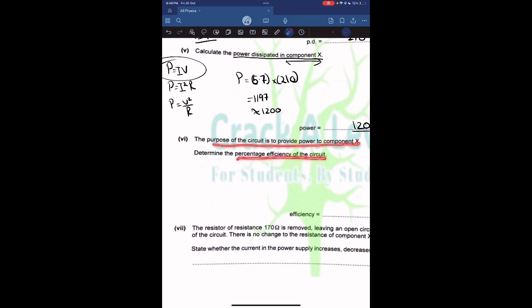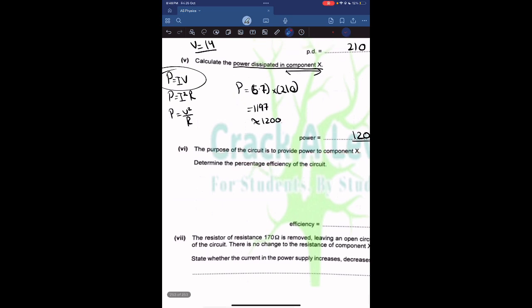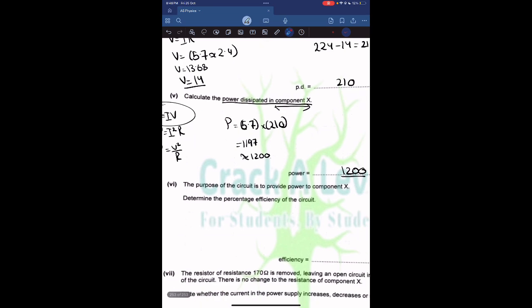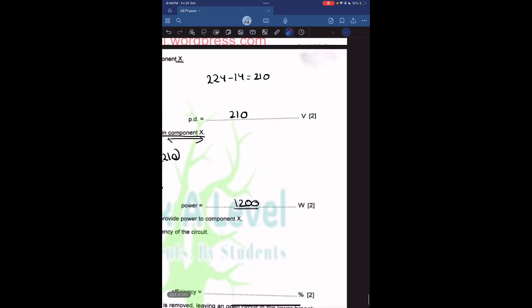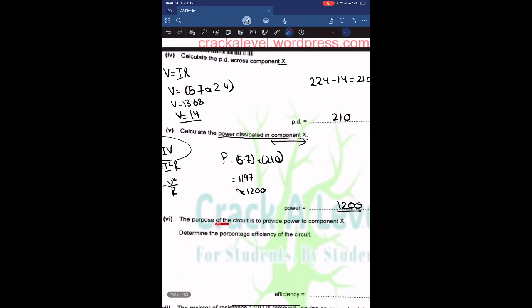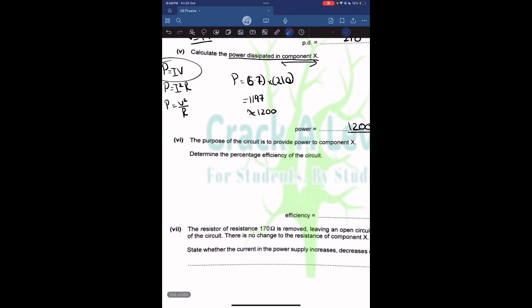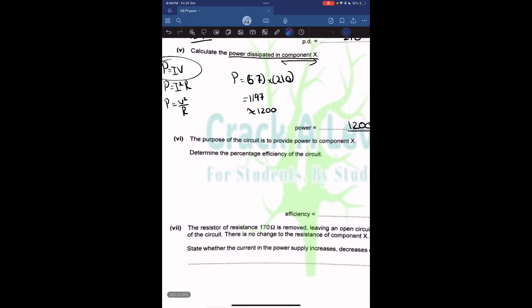The purpose of the circuit is to provide power to component X. Determine the percentage efficiency of the circuit. So, a second. This is saying the purpose of the circuit is to provide power to X. Yes, I'm told that. But it's also saying determine the percentage efficiency of the circuit. Oh, so we are only taking this into regard. So first I'll find the total power, which is P out. This is the formula for percentage efficiency, P out upon P in into 100. What is P in? The input power.